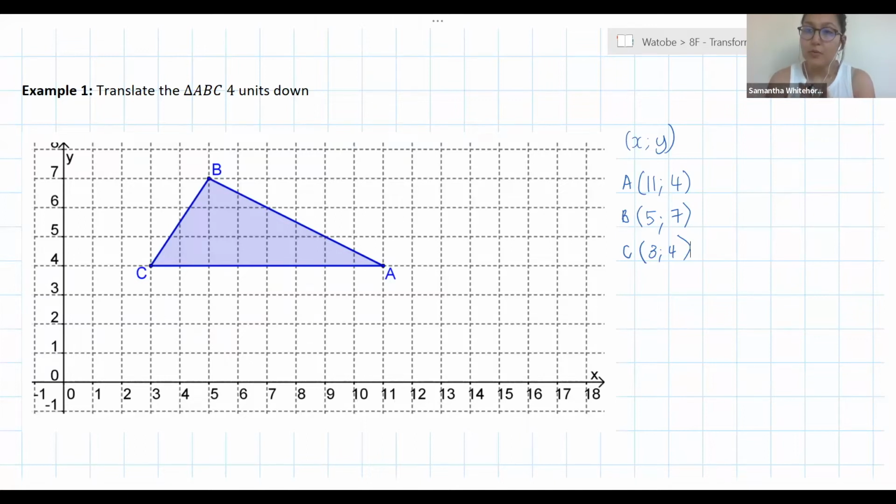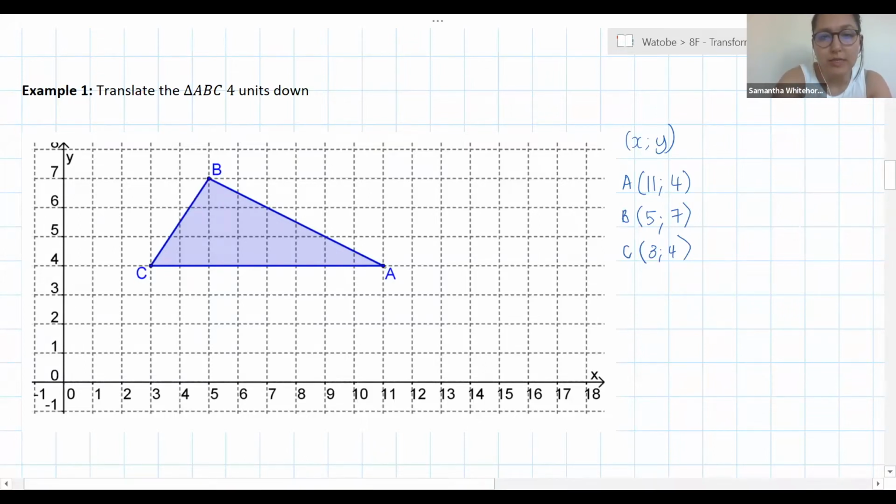The way I approach these sorts of questions is I say, okay, cool. I need to take this entire shape and move it 4 units down. What that means is that every vertex, so every point making up the corners of the triangle, needs to move 4 units down. Once you get more comfortable with this, you'll be able to move one coordinate down, and then figure out where the rest go. But to start off with, I'm going to move every single coordinate down.